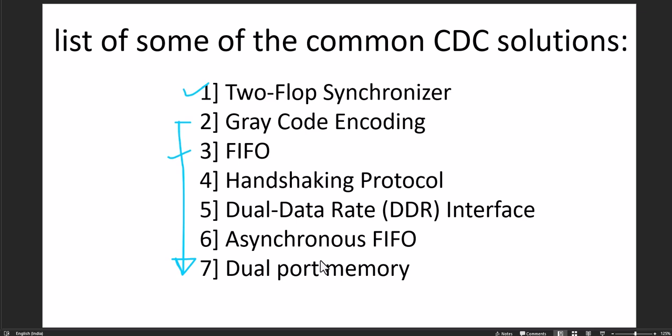So the list of common CDC solutions are, we saw all these things earlier. We went through the two flop synchronizer. Now we are at the second solution, that is Gray code encoding. Later on we will see all these things.